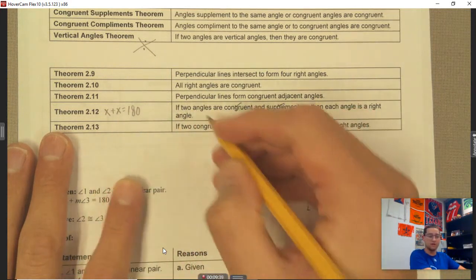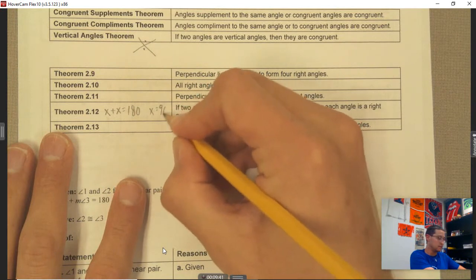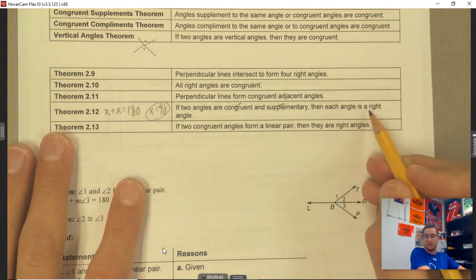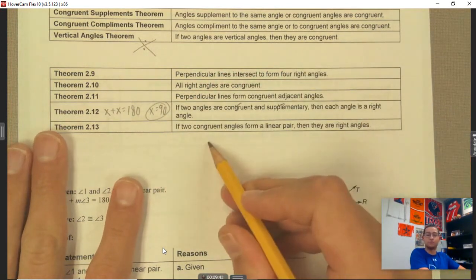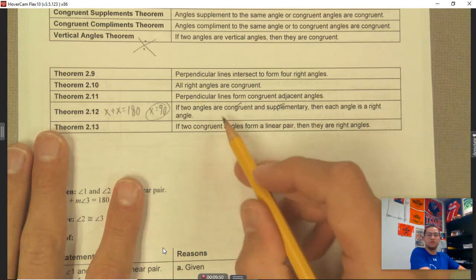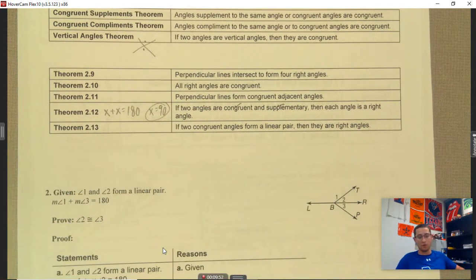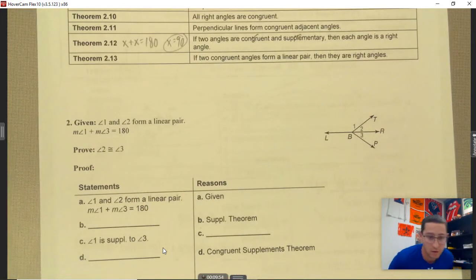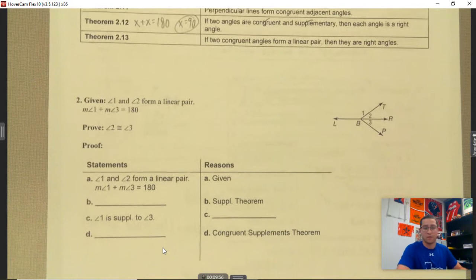Well, if we were to solve for x here, you're going to get x is 90. So, of course, they would have to be right angles. And then two congruent angles that form a linear pair are right angles. That's very similar to what we just did. All right, so here we go. Last proof, and then we are done.